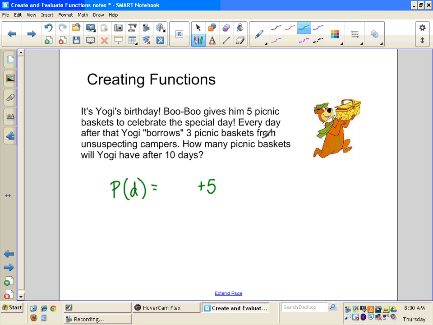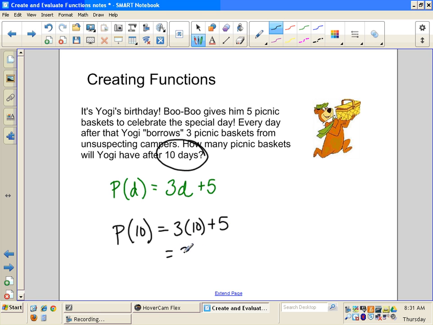And 3 picnic baskets every day from campers. So that's going to be 3 each day. So my picnic basket function depends on the number of days. And if I get 3 each day and then 5 to start out, then that's how my function works. And then if I have an input after 10 days, then I'm going to be P of 10. So that's going to be 3 times 10 plus 5. Well, that's going to be 30 plus 5, or 35 picnic baskets. Nice.